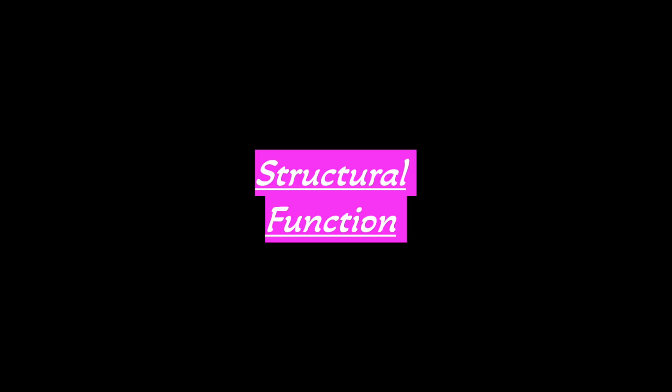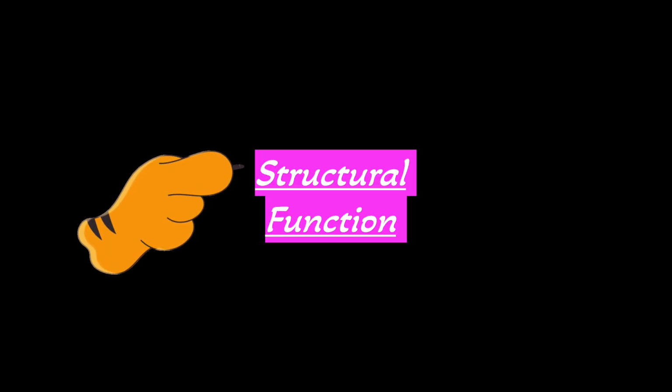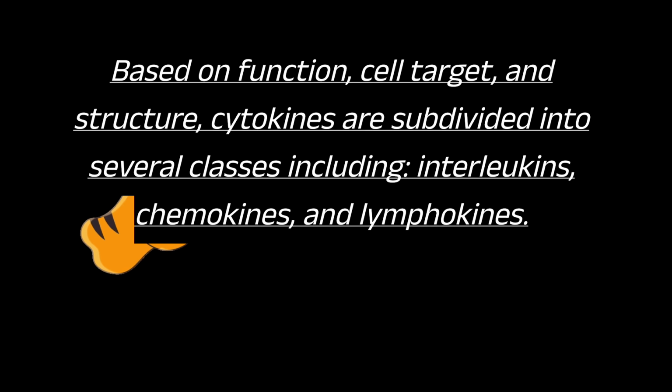Now let's know about the classification of cytokines. Structural and functional classification are the two types. First, we will know the structural classification. Structural homogeneity has been able to partially distinguish between cytokines that do not demonstrate a considerable degree of redundancy, so that they can be classified into four types.